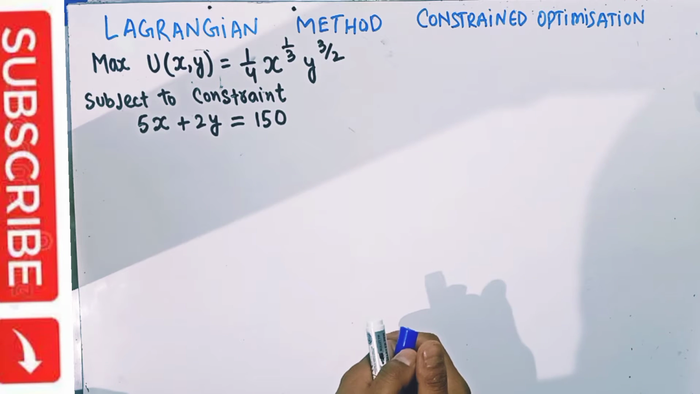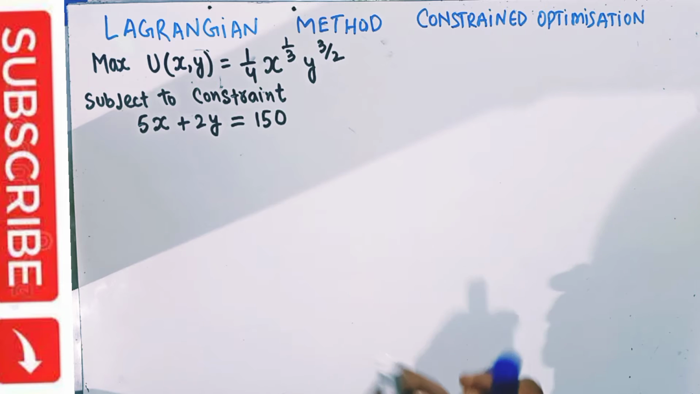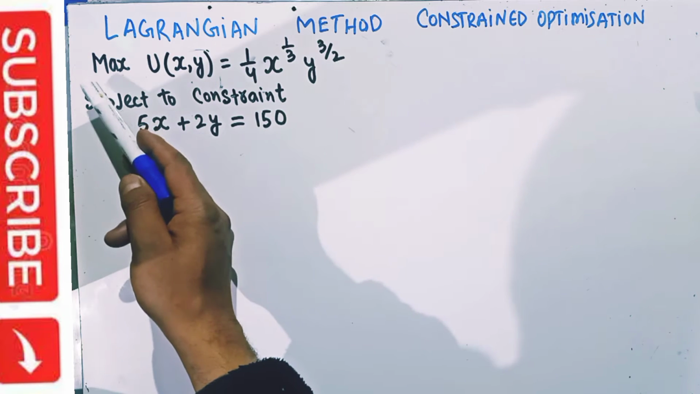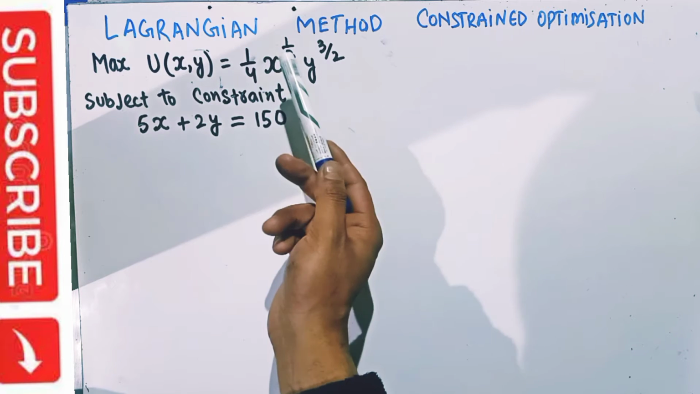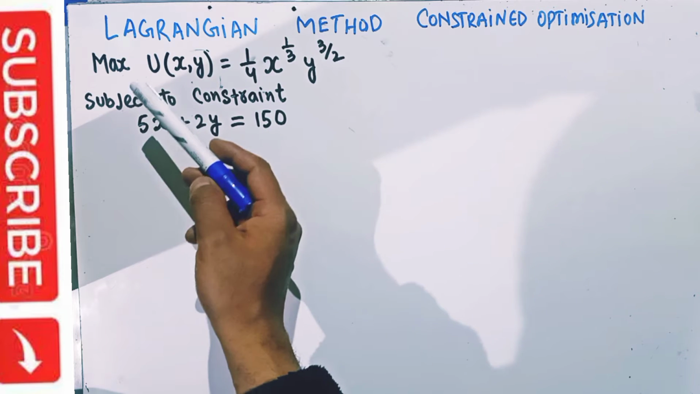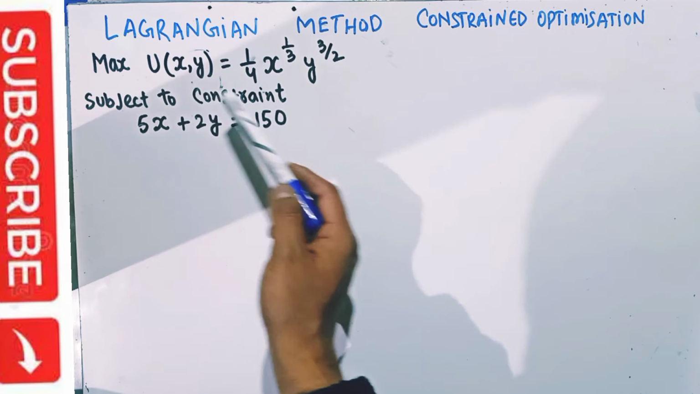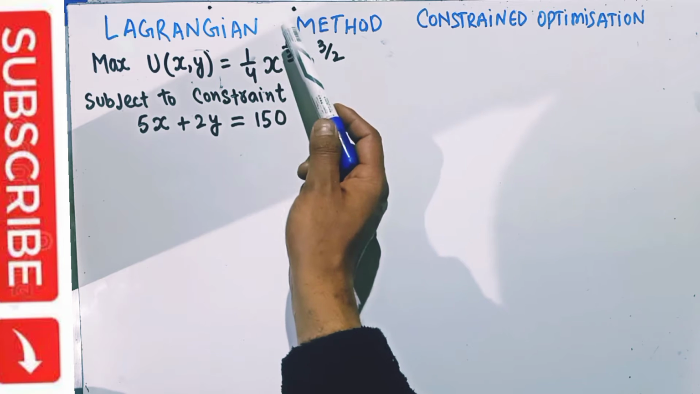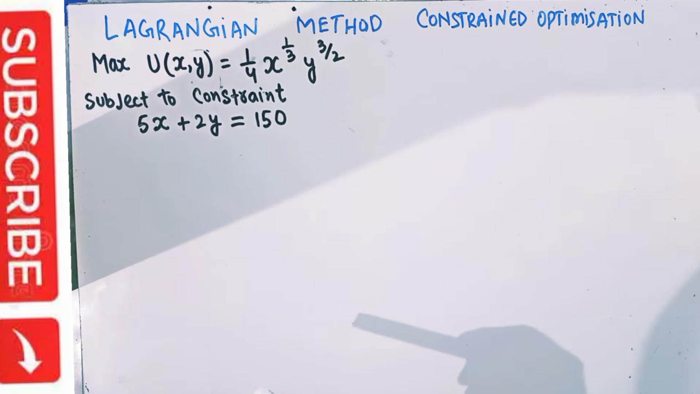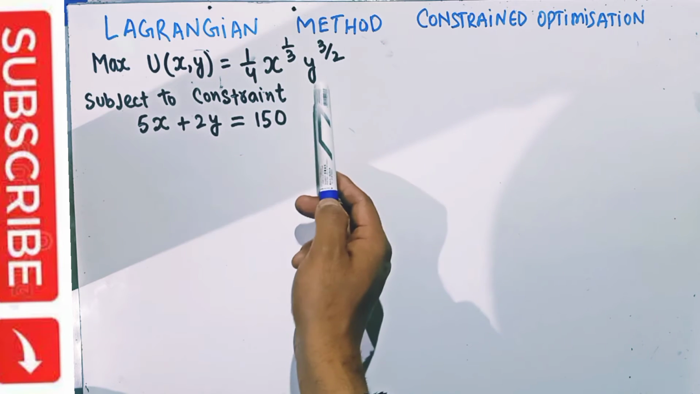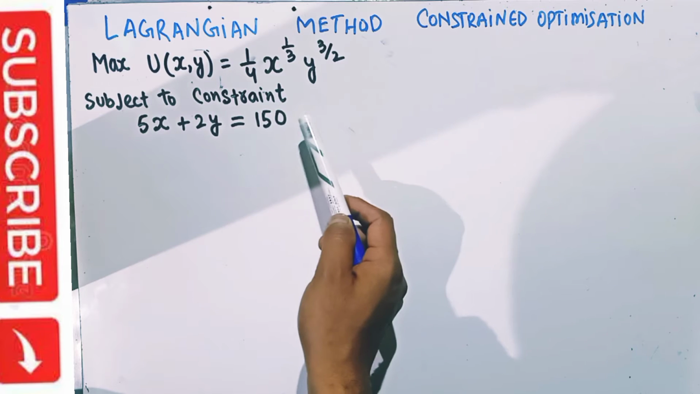In this video, we will learn how to solve constraint optimization using the Lagrangian method. The question is, we have to maximize a utility function of a consumer that he derives from the consumption of two goods x and y, which is equal to 1 upon 4 x raised to power 1 upon 3 times y raised to power 3 upon 2, subject to the constraint that 5x plus 2y is equal to 150.